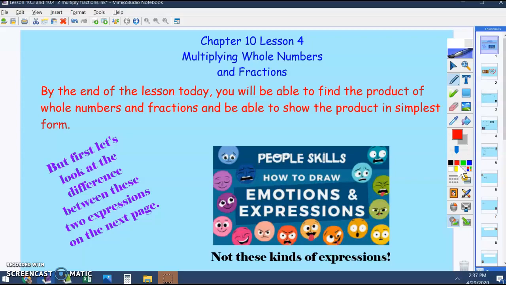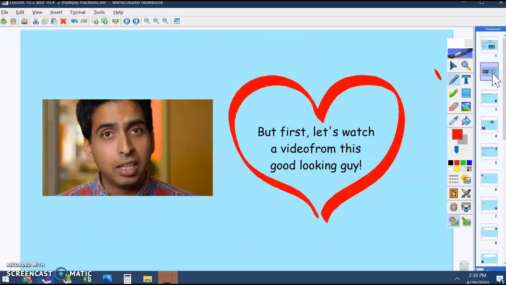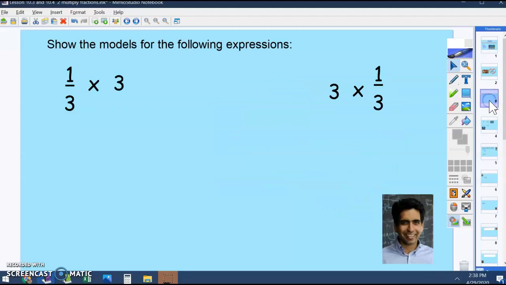But first, let's look at the difference between a couple of expressions. And no, I don't mean these expressions. All right. So first, your teacher has a video from this lovely man, Sal, on what multiplying fractions looks like. Mine is going to be a little bit different than that, so I wanted you to be able to see both types.